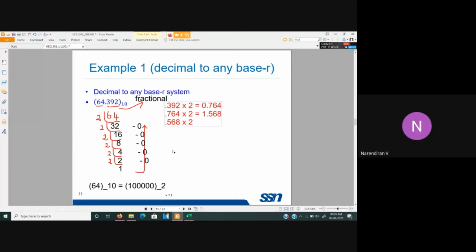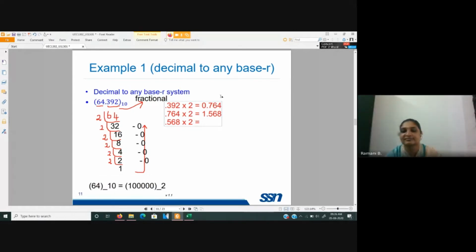Ma'am, that's 0.784. Oh, sorry. 0.784. Sorry for the trouble. Continuing, 0.568 into 2, we have 1.136. And so again, here you have an integer part. So leaving it, you have 0.136 into 2, and this gives you 0.272. Likewise, this continues. So based on our requirement, you can continue this.